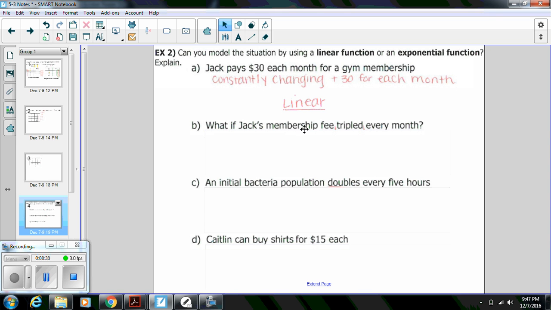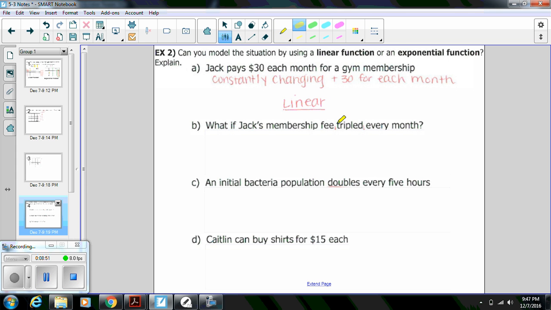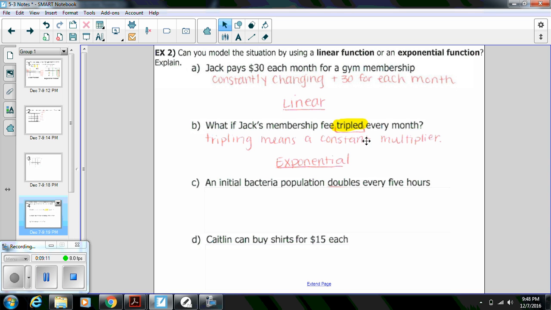What if Jack's membership fee tripled every month? Those are one of those buzzwords, I would say. Tripled means it's being multiplied by itself 3 times, right? So if we look at this, that means each month he's not paying $30. Each month the amount he's paying is increasing to a different rate. So tripling means we have a constant multiplier. This would be modeled best by an exponential function.